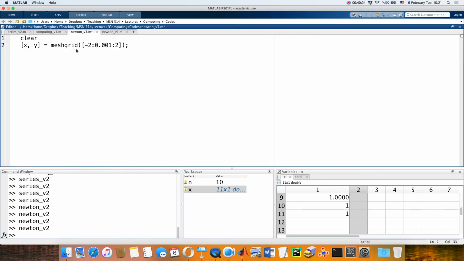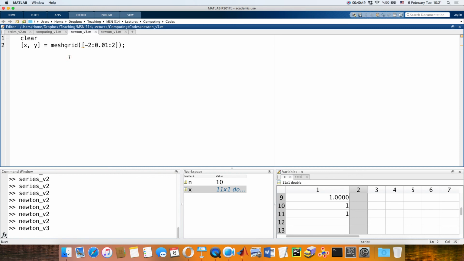Let me clear it out. So I start with clear and I write this line. Okay, what it means. It's very important for the future courses. So I draw a meshgrid between -2 and 2 for x and y.